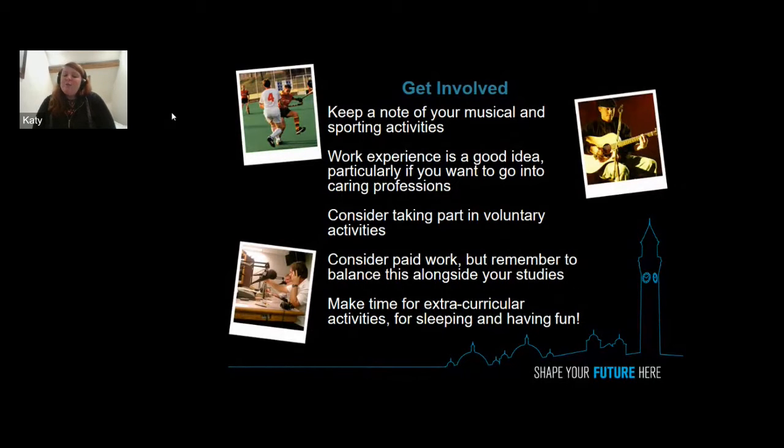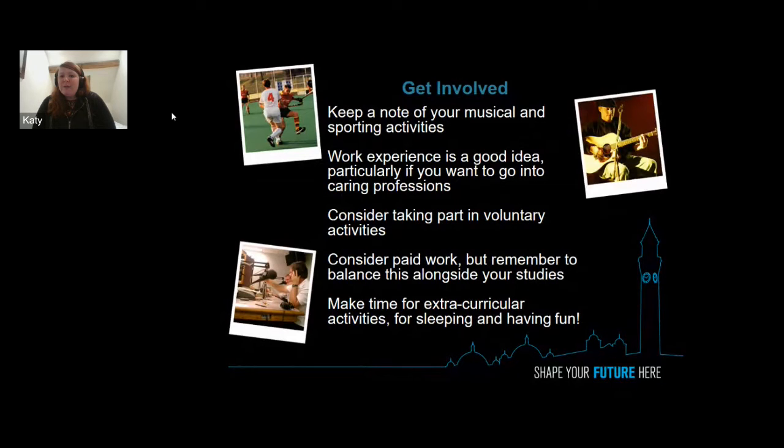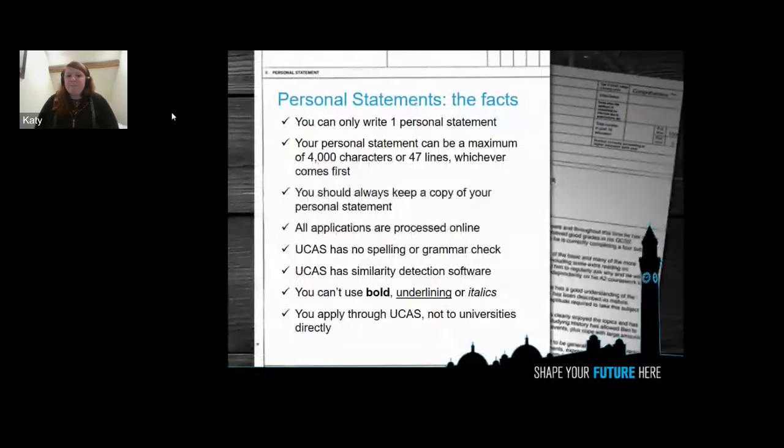And we always say, make time for extracurricular activities, obviously make time to get some sleep and get your rest, and also have some fun as well. We're very much about work-life balance at Birmingham. We want you to have a really good time when you're studying with us, both academically and also socially as well. And that's what we want you to do before you come and join us, to become a very well-rounded student and character when you come to join us.